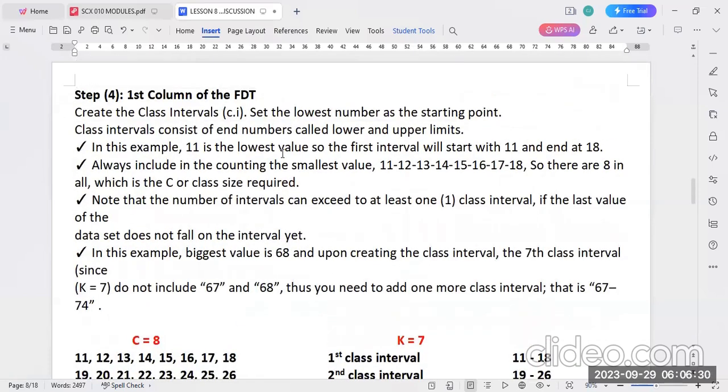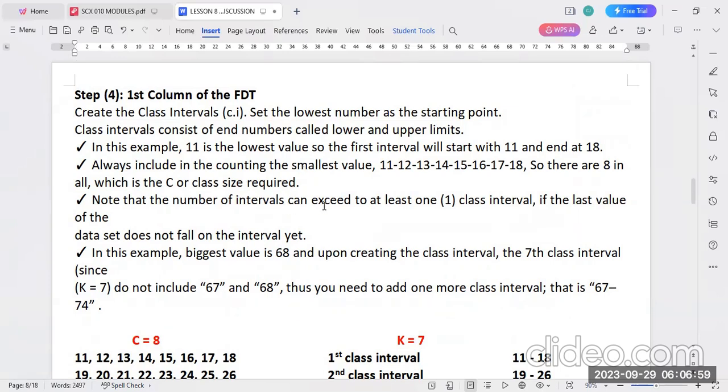Now, in this example, 11 is the lowest value. So the first interval will start with 11 and end at 18. So bakit siya nag-end by 18? Because the class size required, or C, is equal to 8. Ibig sabihin, from 11, you count 8. So 11, 12, 13, 14, 15, 16, 17, 18. Okay, so yun yung first class interval natin. So there are 8 in all.